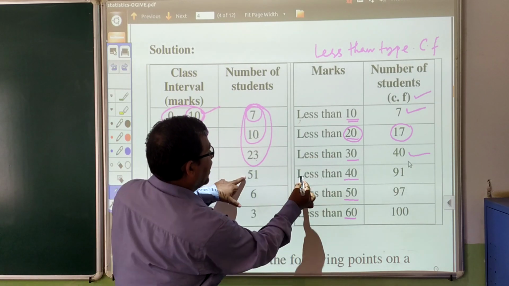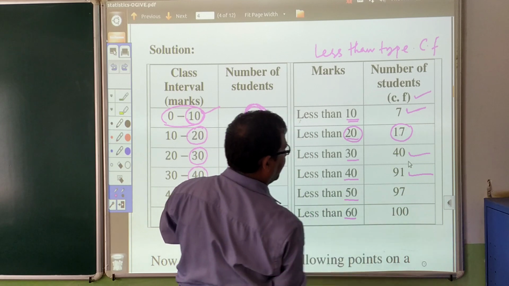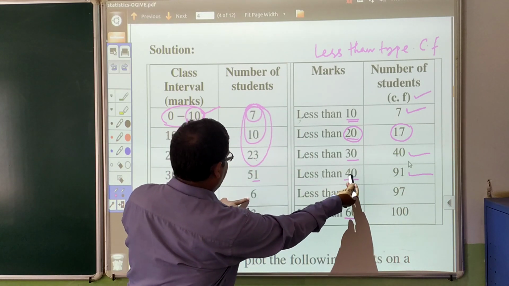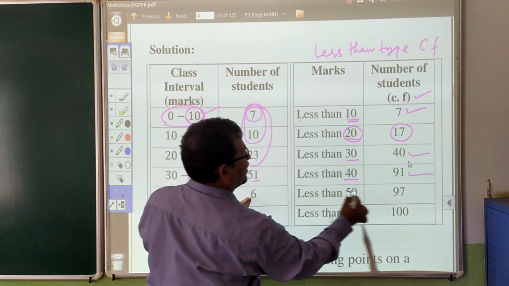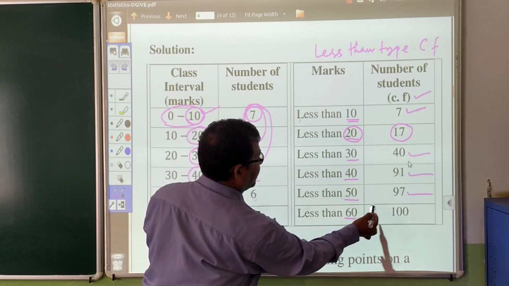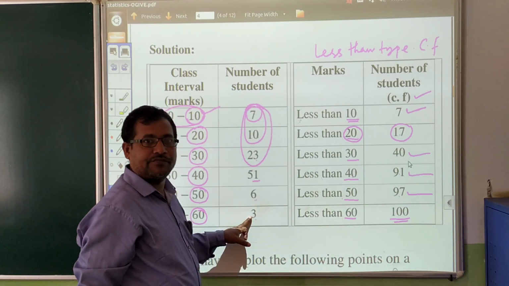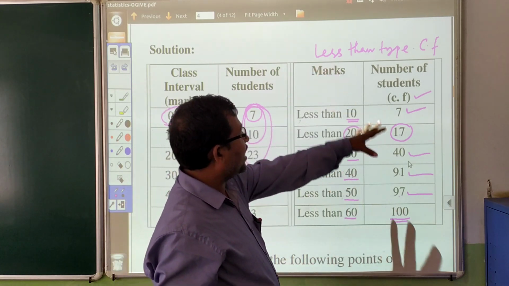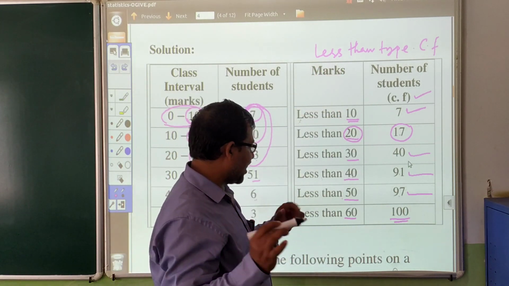By the same way, less than 40, 40 plus 51 equal to 91. Then less than 50, 91 plus 6 equal to 97, and at last less than 60 equals 97 plus 3 equal to 100. By this way, you will first prepare the less than type cumulative frequency table.